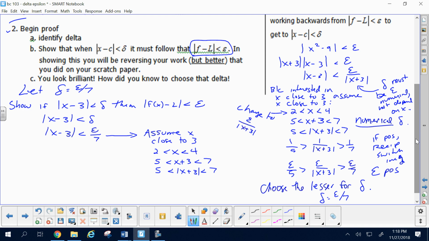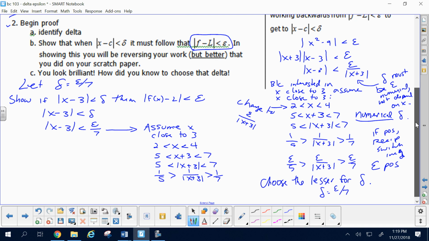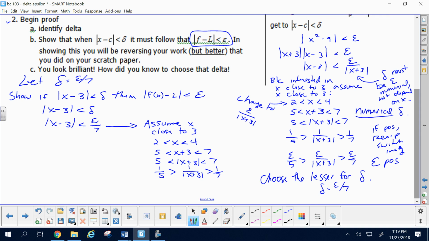So if I take a reciprocal, now the good news is that you don't have to write justifications next to each of these steps. You don't have to say, because the reciprocal of positive numbers results in an opposite. You don't have to say all that, thankfully. You're assuming that the reader does have some math knowledge. And finally, epsilon over 5 is greater than epsilon over the absolute value of x plus 3, which is greater than epsilon over 7.